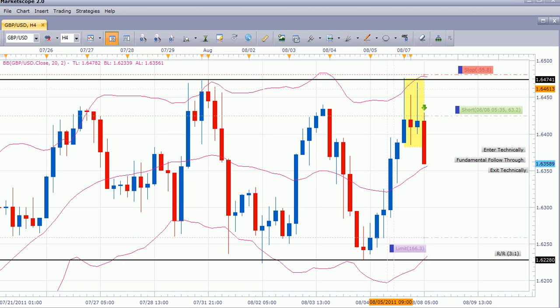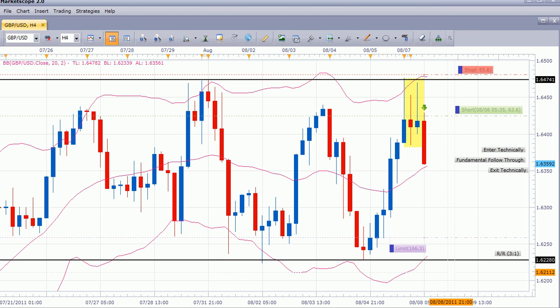Last but not least, exit technically. Basically, you want to look for the same technical sign to get out. So, for example, if I see a candlestick that looks just like the one we're on right now, and it closes right on this trend line or closes below it, or sorry, this horizontal line, that is not telling me that I need to get out yet.